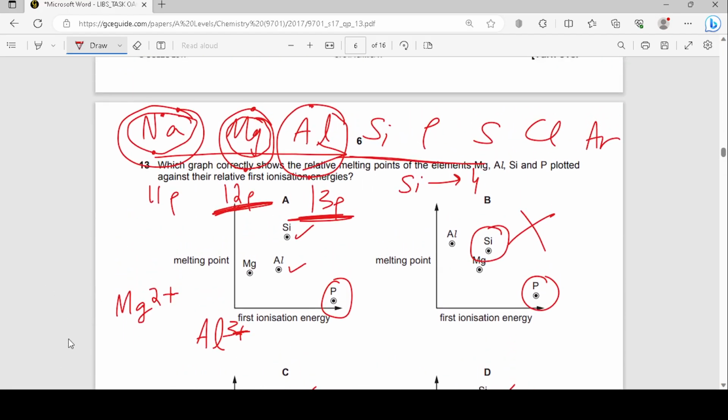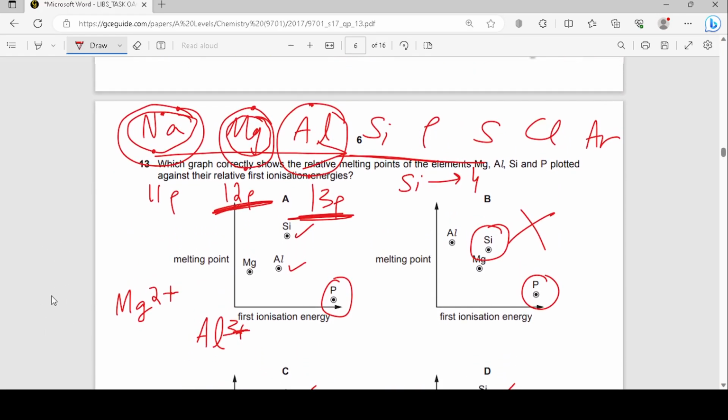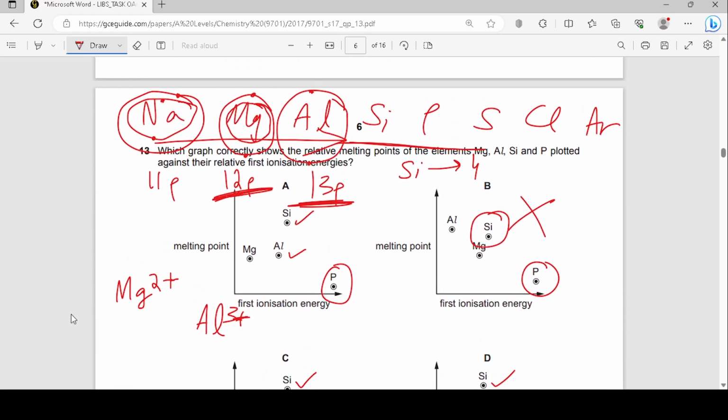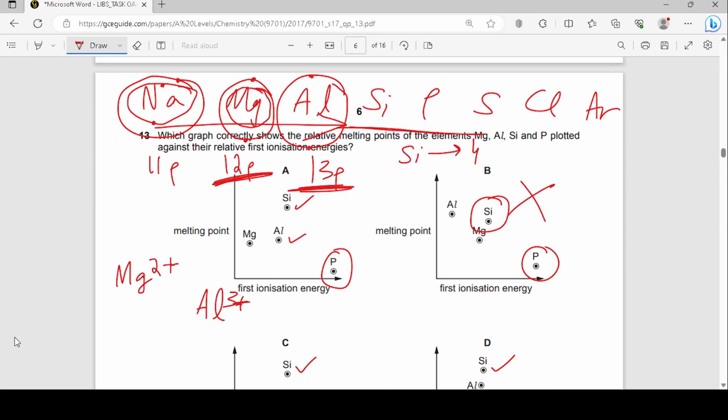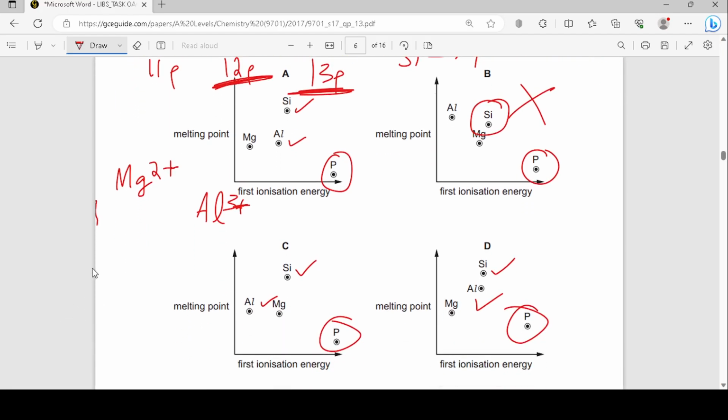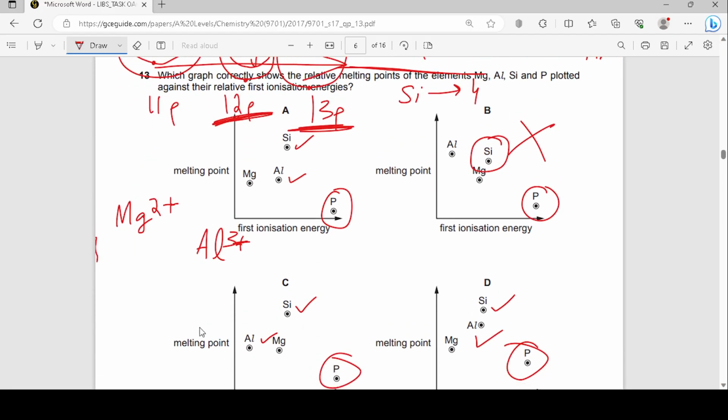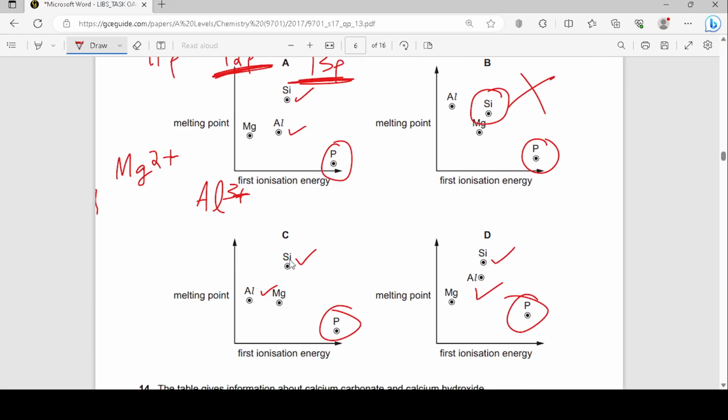I think I gave quite a convoluted explanation today, but again, you guys are free to comment if you have any questions. And then basically, your highest first ionization energy should be for phosphorus, which is the case in all four of them. Then the next lower one after phosphorus should be silicon, which is the case for all of them.